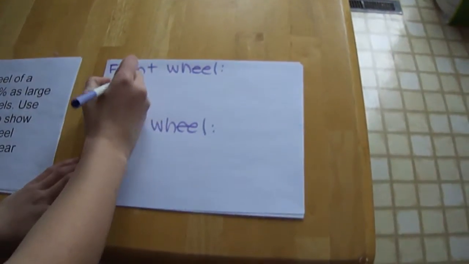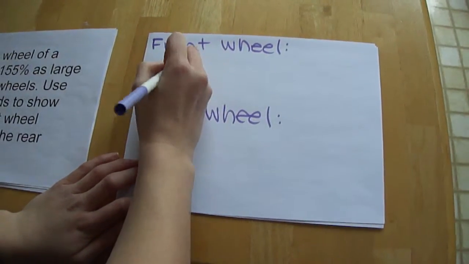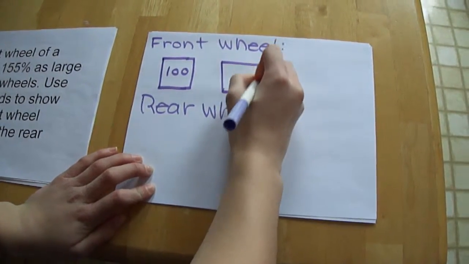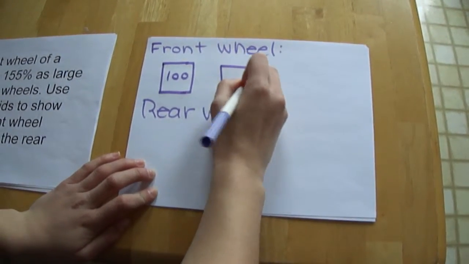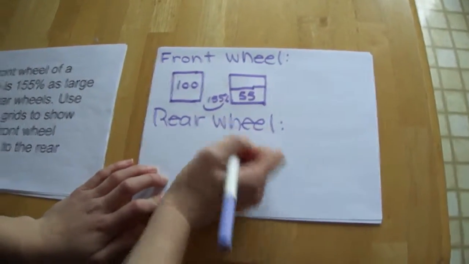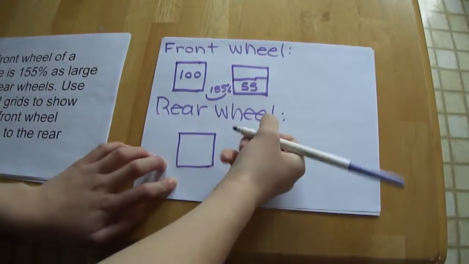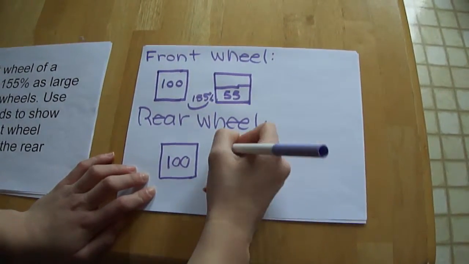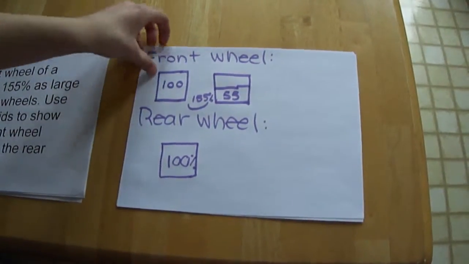So, here's my paper. And for that, I'm going to draw out my 100 grids. I'm not going to draw the little lines inside, so I'm going to label 100. And then this one over here will be labeled as the 55. So together they make 155%. Down here, our rear wheel will be 100% because it's smaller. And then, so that's just your 100%. Moving on.